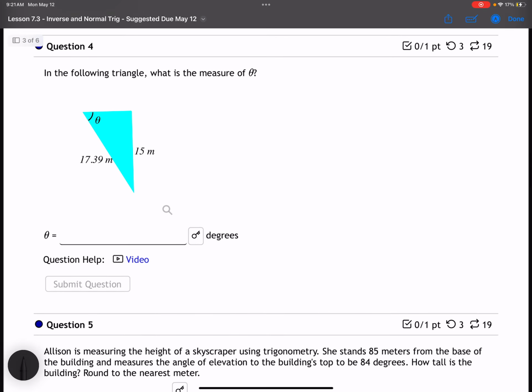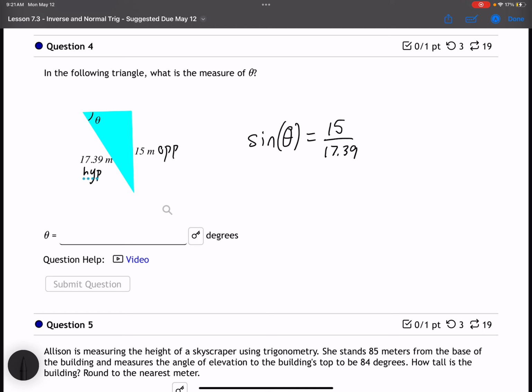So this is the type of question we want to work on. How do you find the measure of angle theta? Well, we're going to set up our equation first. We do not know what theta is, so we're going to have to identify our different sides and then use them to figure out theta. First, 15 is the opposite. This is the hypotenuse. So our equation is going to be sine of theta equals opposite divided by hypotenuse, so 15 divided by 17.39.